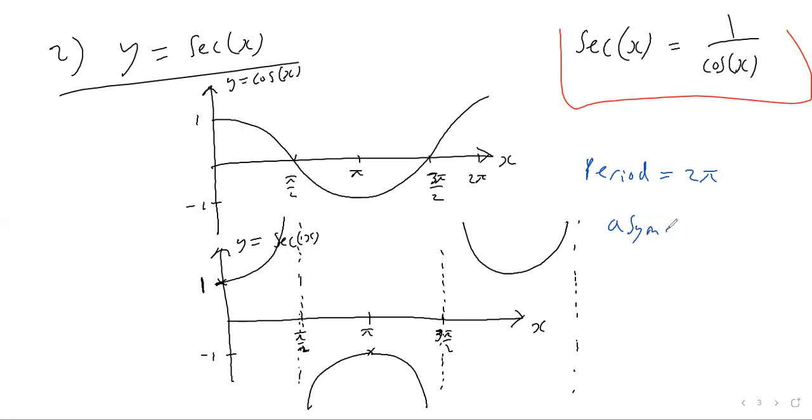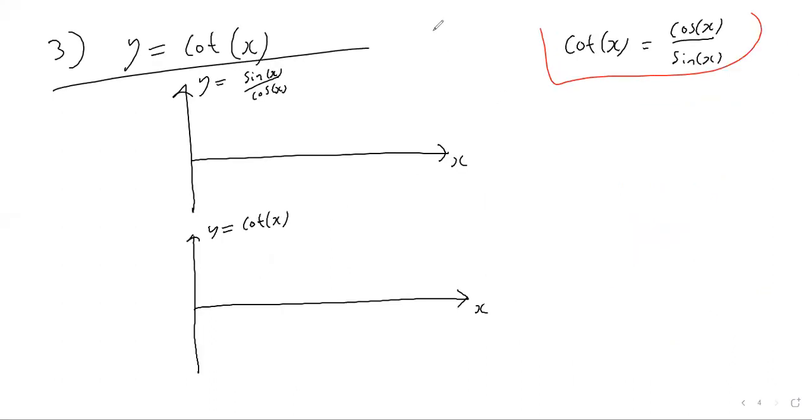So asymptotes at x equals pi over 2 times odd numbers. So I just say 2k plus 1, where k can be any integer. So that's where we're getting our asymptotes: pi over 2, 3 times pi over 2, 5 times pi over 2, or -1 times pi over 2, -3 times pi over 2, and so on and so on. So that would be sec.